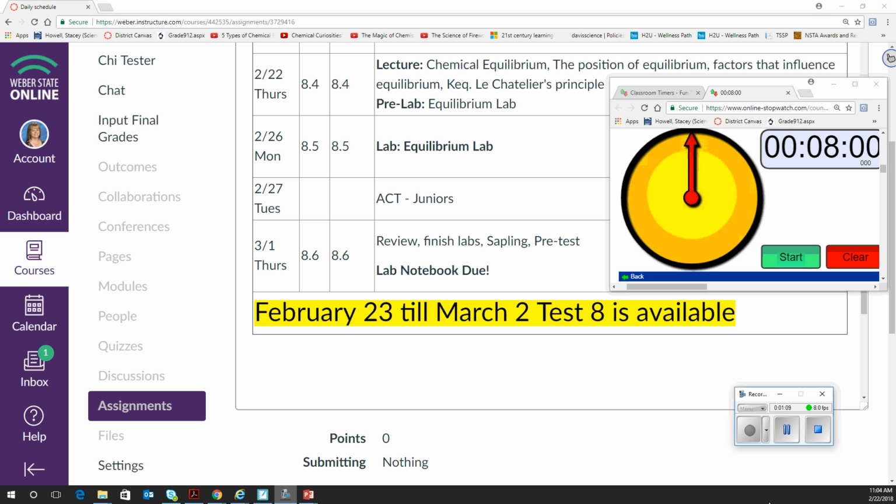The test is open starting this Friday and only open till next Friday. So if you're off on Tuesday, that might be a good day to go take the test. Or if you want to get it done this weekend, you can, because you'll have all the information that you need. Make sure you do the pre-test. Make sure you finish your Sapling before you do that.